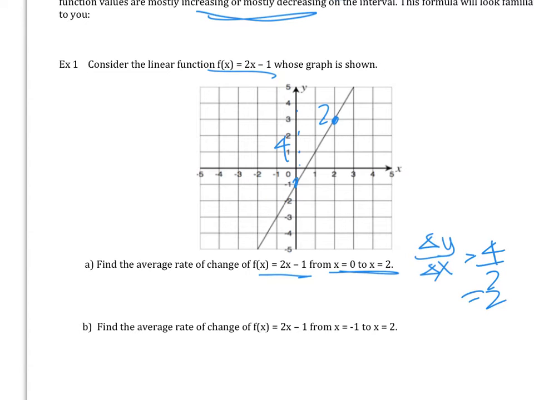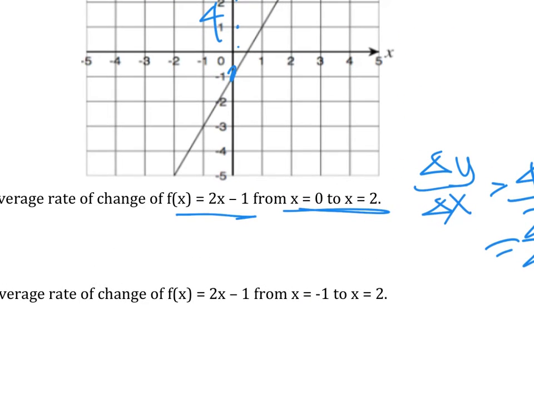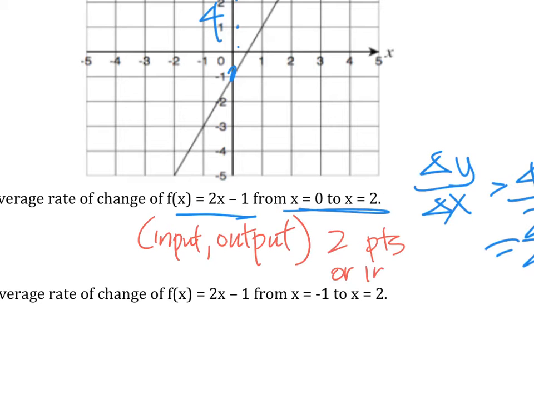Now the thing about that is, you guys, you're not going to always be able to specifically know the slope from a graph. So of course, if it isn't a line, you would need to look at the change again in the output, change in y over change in x. Now, in order to do this, just for general sake of calculating the values, it is going to be the input, comma, the output of 2 points or interval.